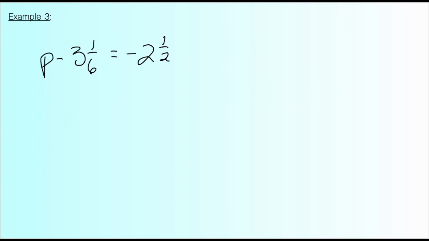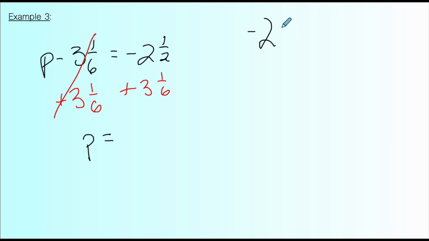Last example, and then you're off on your own. P minus 3 1/6 equals 2.5. So I know my inverse operation is going to be addition. I'm going to be adding. That's the opposite of subtract. And I'm going to add that over here. And so now I have P equals something. And I'm going to get that something. I'm going to do -2.5 plus 3 1/6.